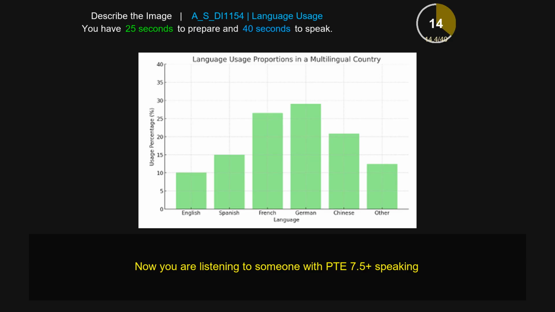Firstly, it is evident that the maximum value was covered by German with more than 25%, whereas French covered less than 30%. The minimum value was covered by English with 10%, other covered 14%, and Chinese covered approximately 21%. Overall, to sum up, the bar graph gives information about language usage proportions in a multilingual country.